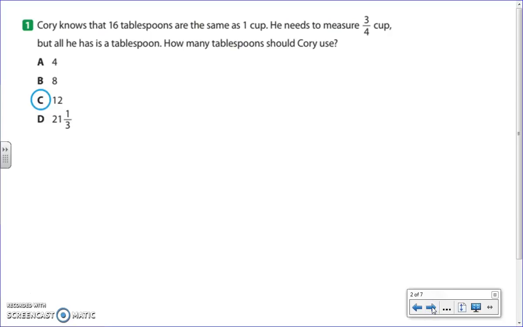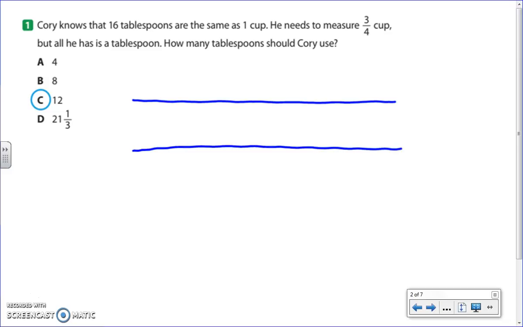Corey knows that 16 tablespoons are the same as 1 cup. He needs to measure 3/4 cups, but all he has is a tablespoon. How many tablespoons should Corey use? Alright, so this problem is going to probably lend itself best if we draw a double number line. And we try to keep the increments the same because we are going to be dealing with fractions on this problem. Maybe a little added challenge from what we've been doing in the past.